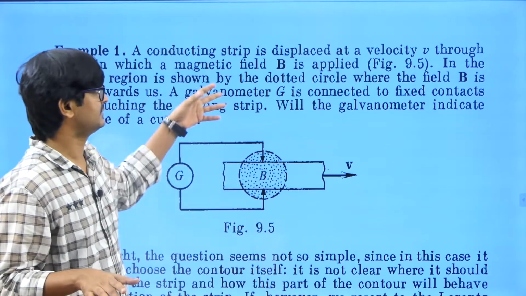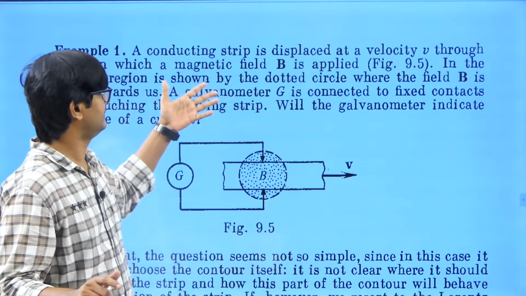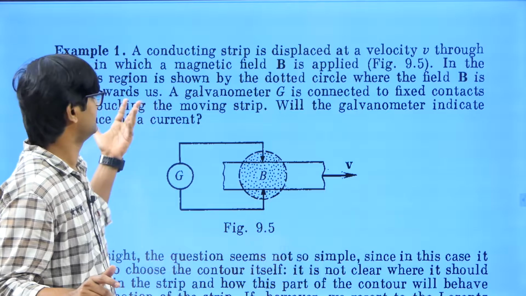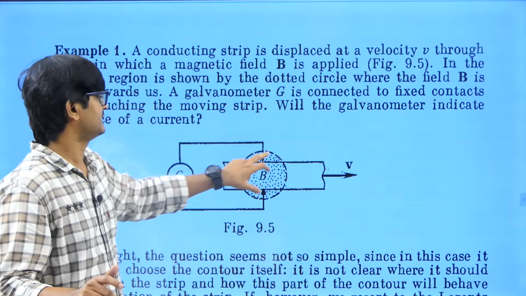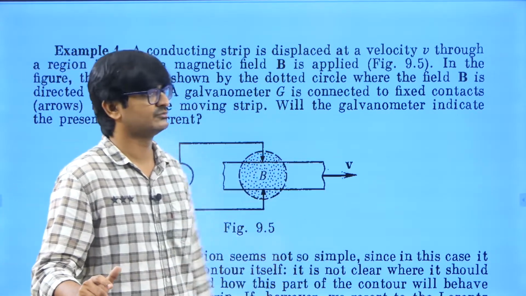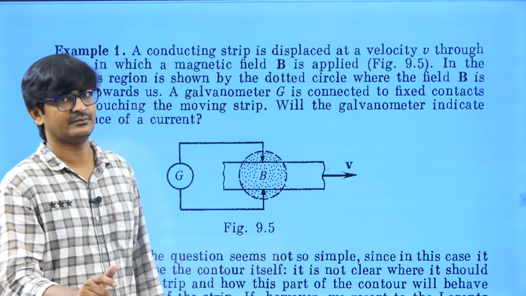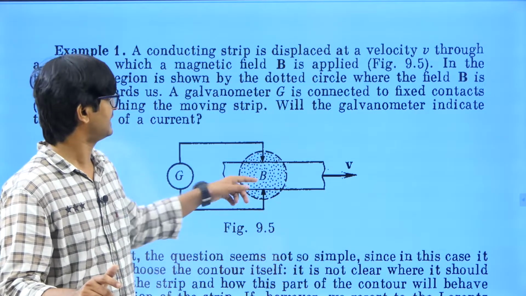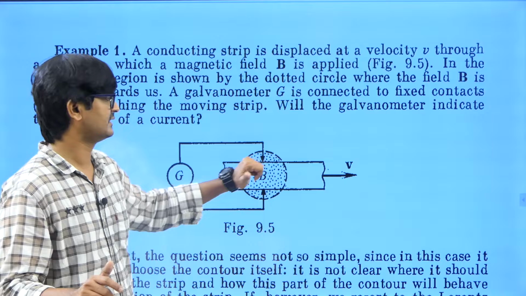If there is a conducting strip displaced with a velocity v through a magnetic field as applied in the figure, there is a magnetic field here and a conducting strip which is moving. So will there be deflection in the galvanometer or not? This is the question. The magnetic field is applied, in the outward direction, say.